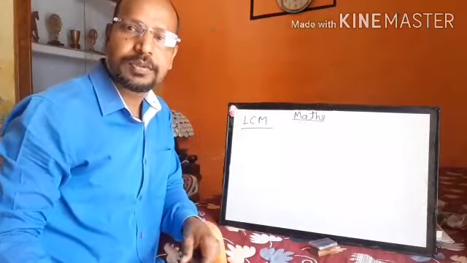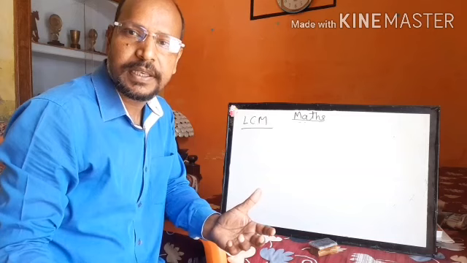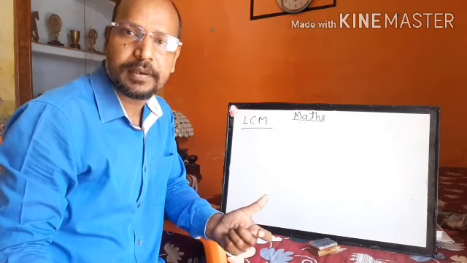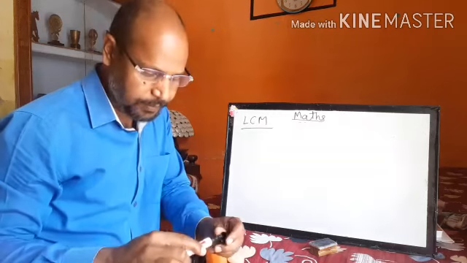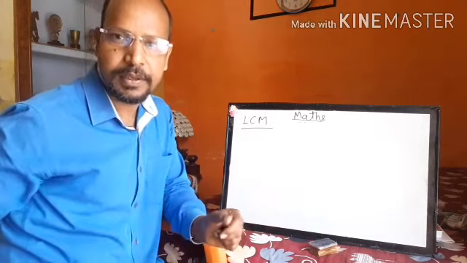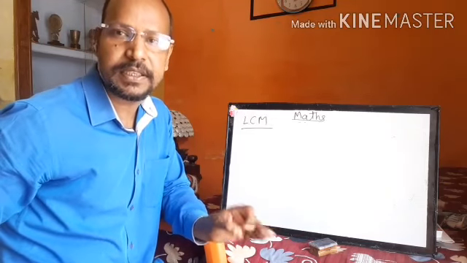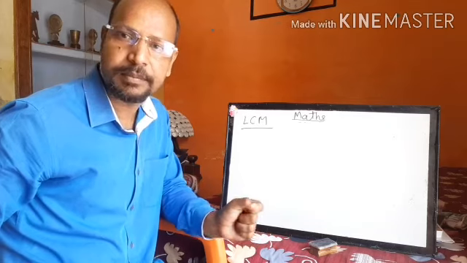Now I'm going to discuss the LCM. LCM stands for least common multiple. It means first find the multiples, and out of them find the common multiples. Then among these common multiples, which one is the least? That method I already explained to you in a previous example.